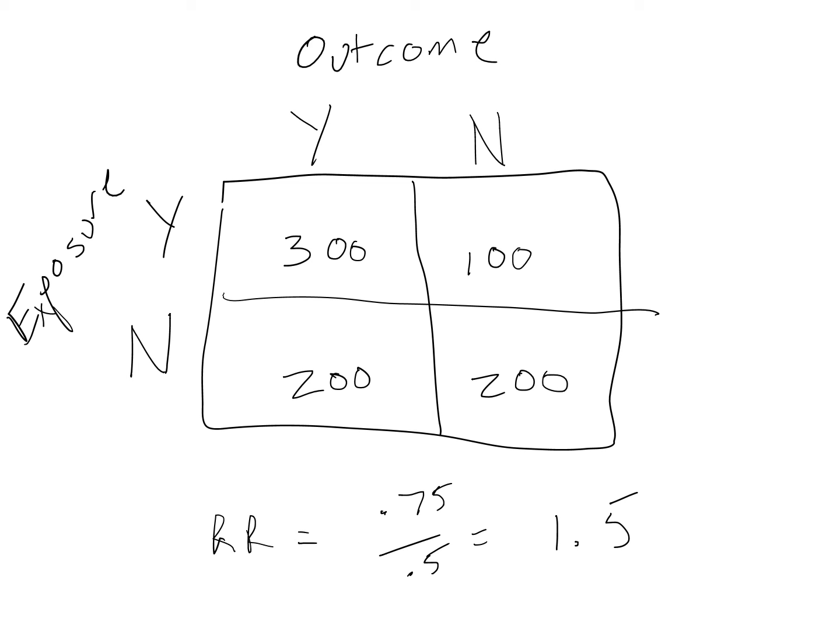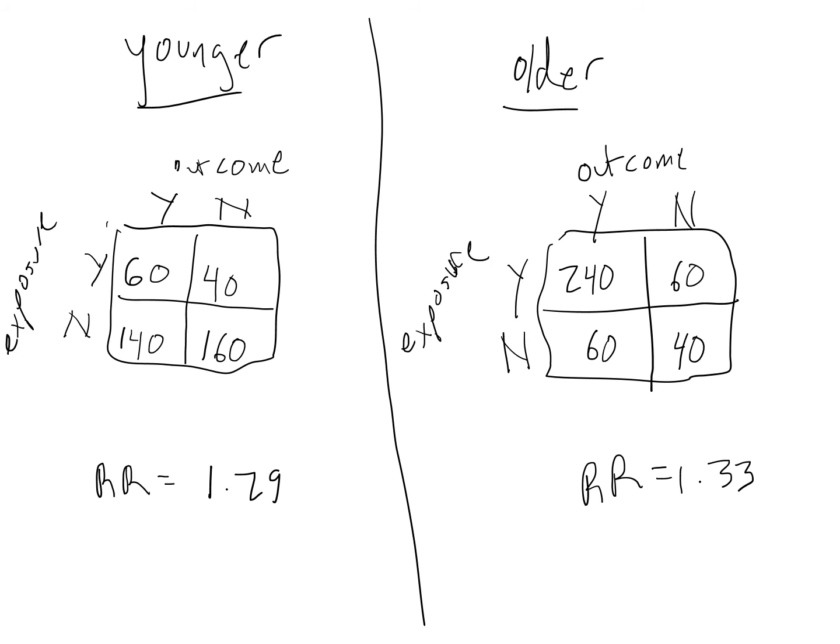Remember that our relative risk before stratification was 1.5. After separating by age, each relative risk is less than 1.5. This means that a portion of the association we found between our exposure and our outcome was due to the fact that those in our exposed group were older than those in our unexposed group. Because when we take age out of the equation by stratifying, or in other words, when we hold age constant, we see a decrease in the relative risk.